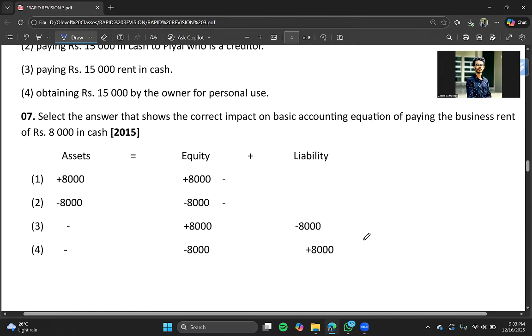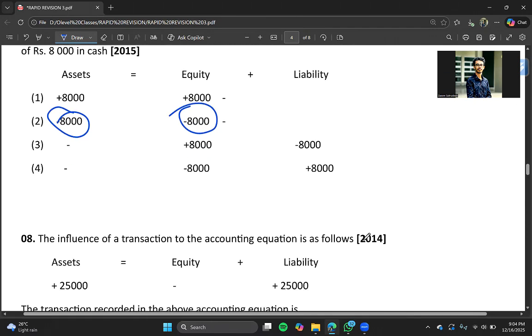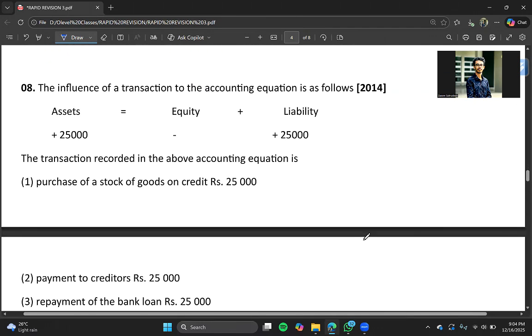Then select the answer that shows the correct impact on the basic accounting equation when paying business rent 8,000. When you are paying rent, your cash will decrease and your rent expense will increase. Thereby, assets will decrease by 8,000, and your equity will decrease by 8,000. So the second one is the answer there.